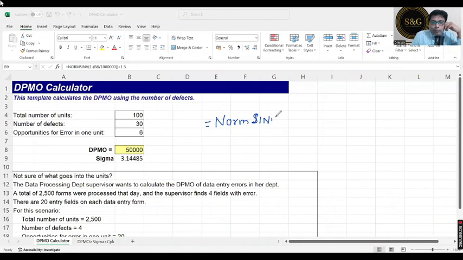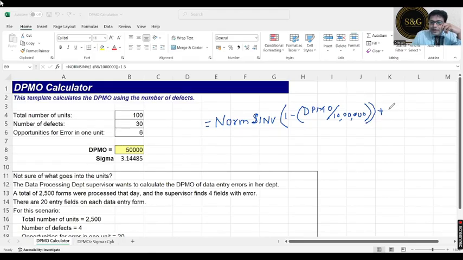In bracket, 1 minus, you can see here B8. What is B8? B8 is this DPMO number. So 1 minus this DPMO number divided by 1 million, which is 10 lakhs. Bracket close, plus 1.5. This is the formula.